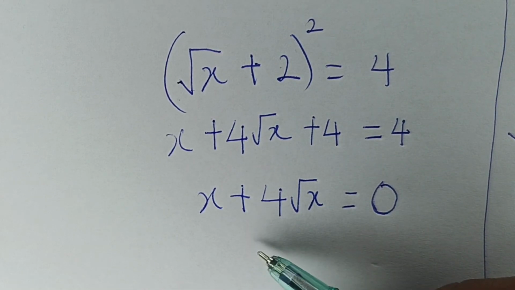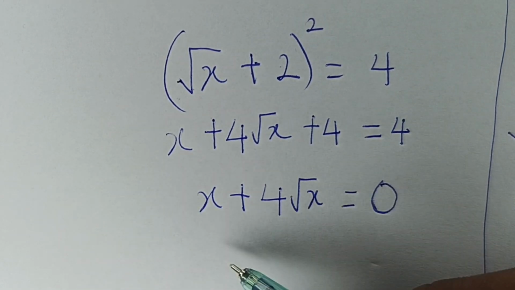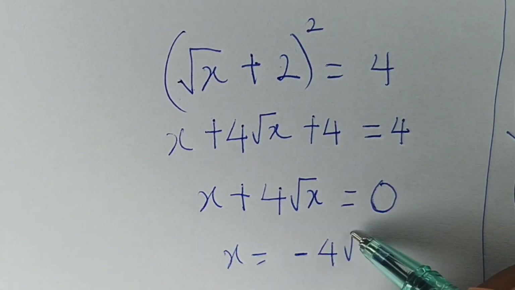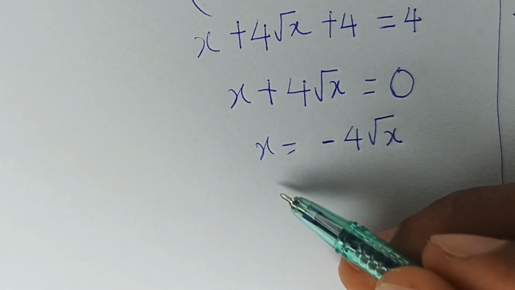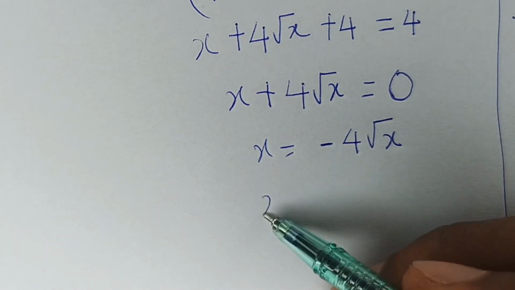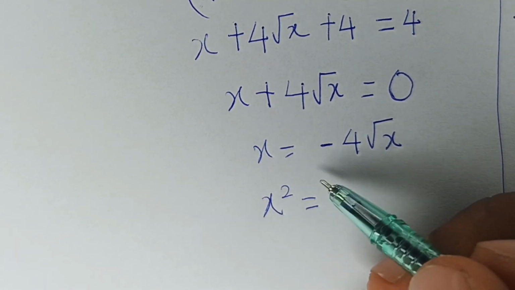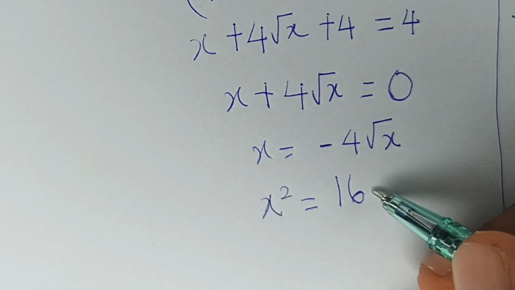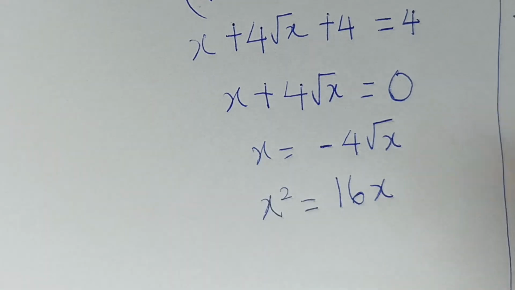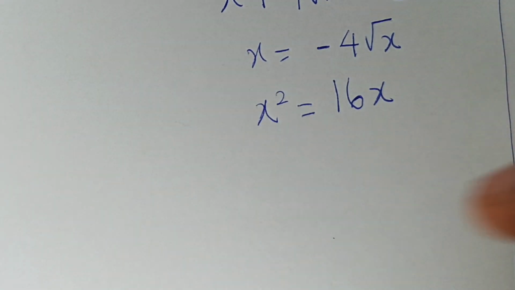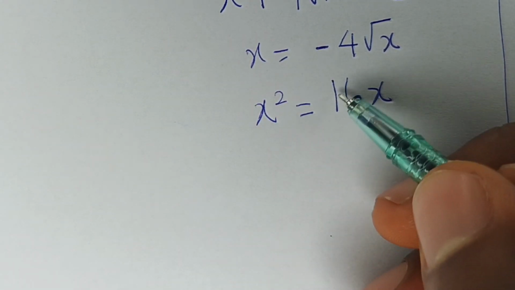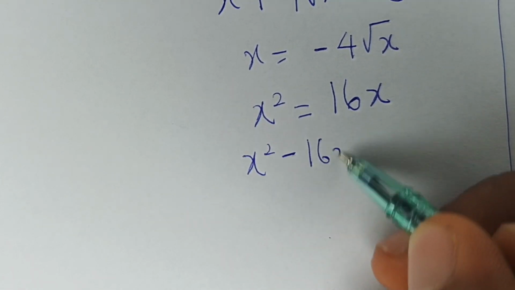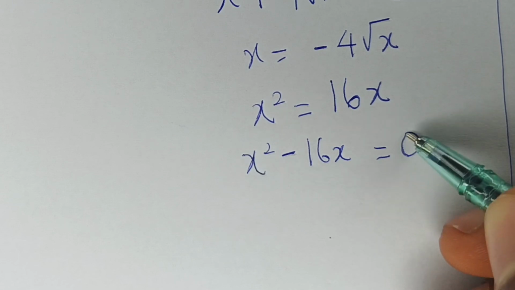Now watch. If we cross this over to this side, we have x is equal to negative 4 root x. Squaring both sides again, we have x squared equal to negative 4 squared, which is plus 16, and root of x squared is x. Okay. Now, from here, we are going to cross over 16x to this side. So we have x squared minus 16x is equal to 0.